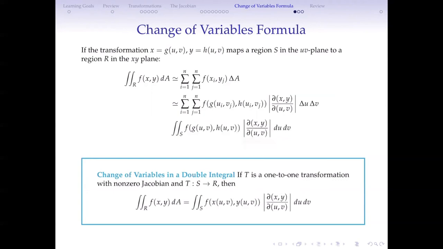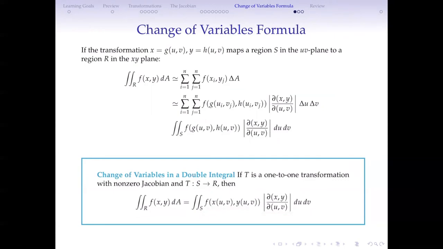So here is the change of variables formula in a double integral. If t is a one-to-one transformation from a region S that lives in the UV plane to a region R that lives in the XY plane, then the double integral over R of a function f is the double integral over that region S of f in the transformed variables times the area change factor, du dv.